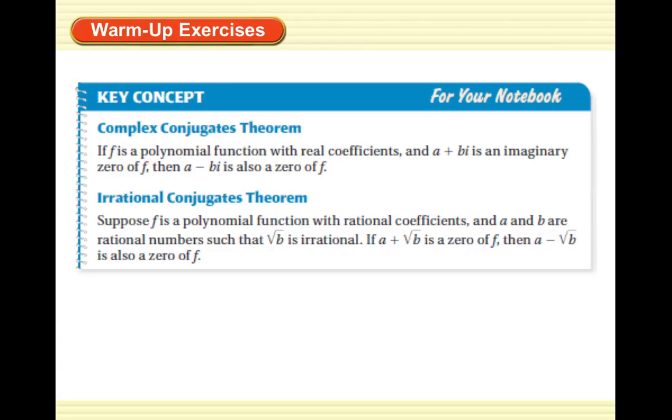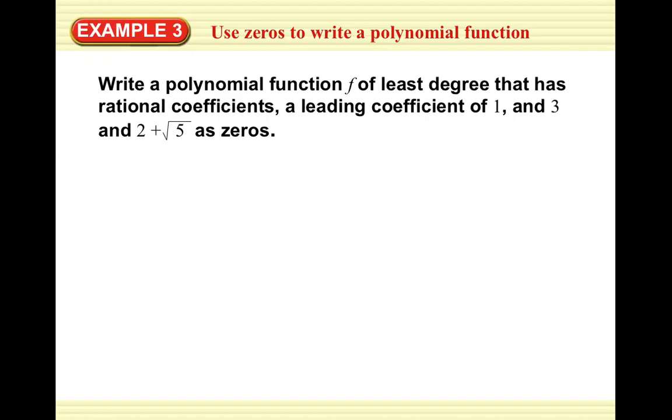All right, so let's take a look at this in practice. Example 3, using zeros to write a polynomial function. So we are going to write a polynomial function f of least degree, so the smallest degree possible, that has rational coefficients, a leading coefficient of 1, and 3 and 2 plus square root of 5 as zeros.